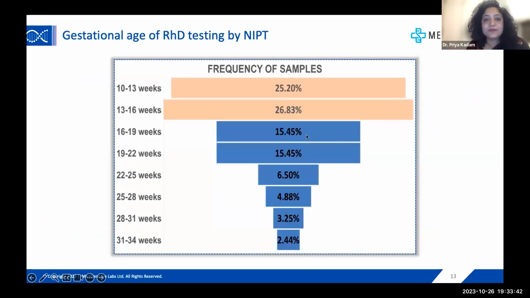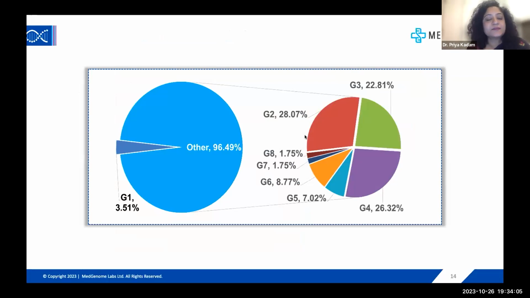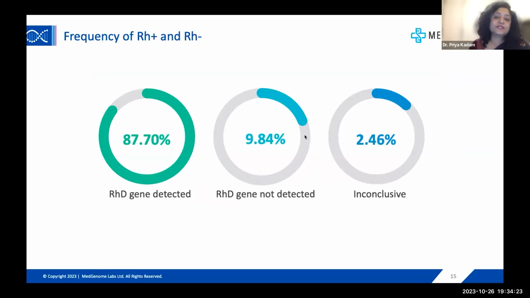And also, what we found is the most common gestation age at which people send samples. About 50% of pregnancies are tested before 16 weeks of gestation, and after that it reduces. But we have had samples even as late as 34 weeks of gestation. The other thing is, even in the first pregnancy, we have about 3.5% of samples which come in the first pregnancy itself. And after that, about 20-25% for Gravida 2, Gravida 3, Gravida 4. And this is what was interesting to us.